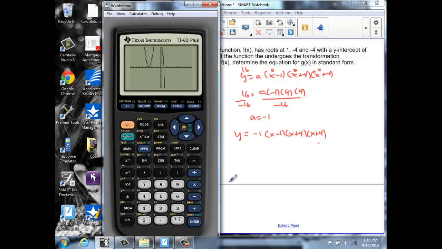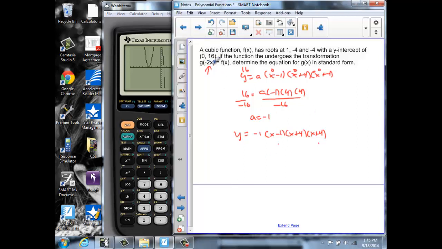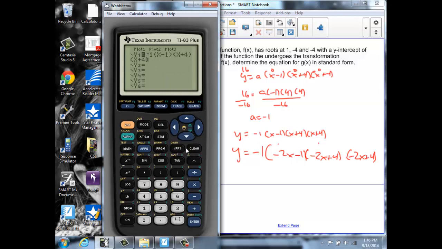Do you have the same thing as I did? Okay. If we were then to do g of negative 2x, it should flip side to side and get squished in. Here's how I could test that. Take your equation and everywhere there was an x, make it negative 2x. So minus 1, negative 2x plus 4, and negative 2x plus 4. Let's check whether that fits. Everywhere there used to be an x, it's now negative 2x.